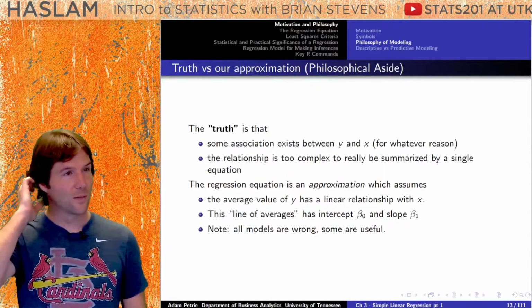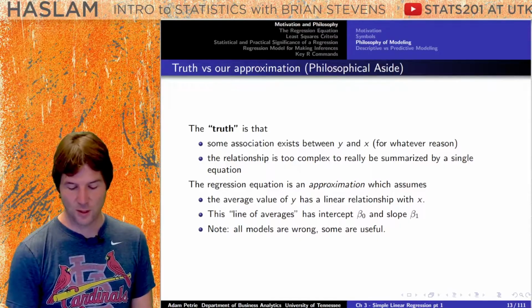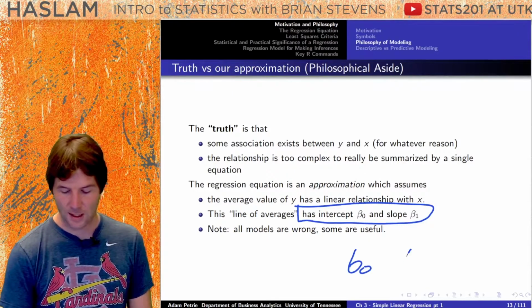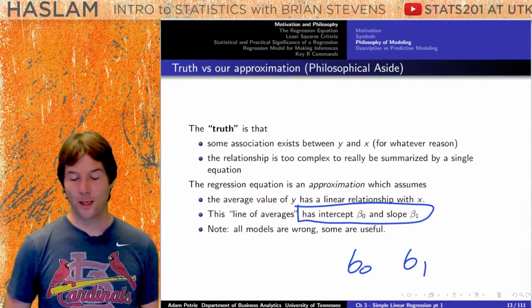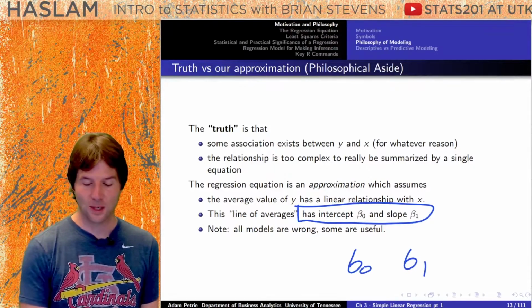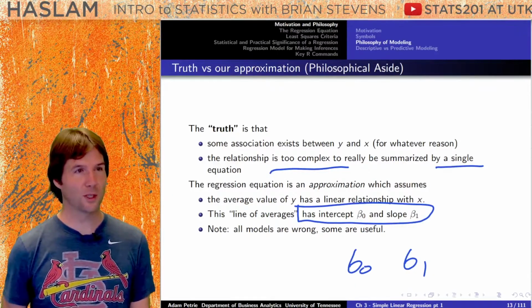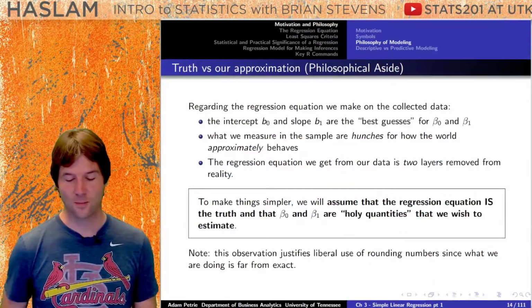So the truth right here is that we just have estimates. These estimates of the true quantities right here are going to be B0 and B1. So we just see an association and we make a mathematical equation, and sometimes it's too complex for just one variable. That's where multiple regression comes into play. We might have a better way of explaining it in later chapters.